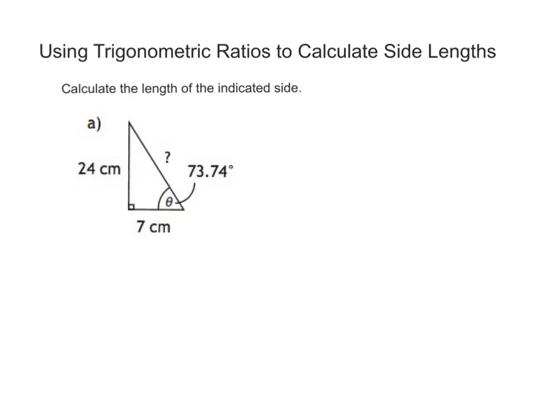What we're going to learn today is using trigonometric ratios to calculate side lengths. So the question that we're going to do is calculate the length of the indicated side. And in this question, it's indicated by a question mark. So we want to find out what's the length of that side. Does anybody have a way to do that already?